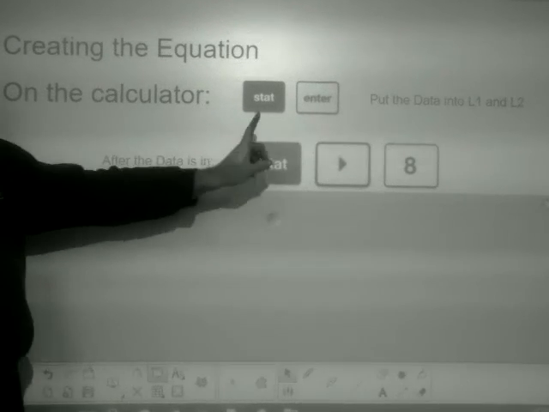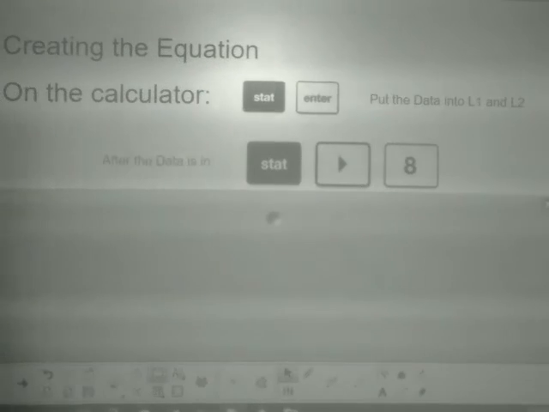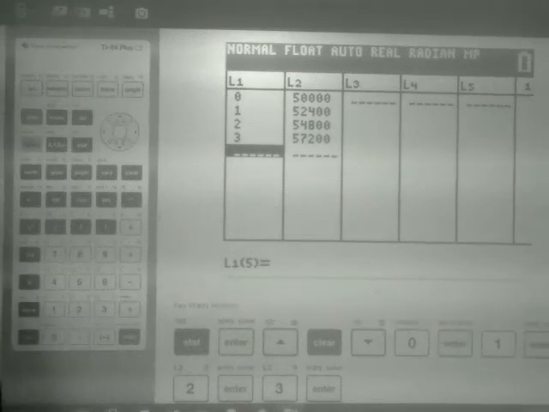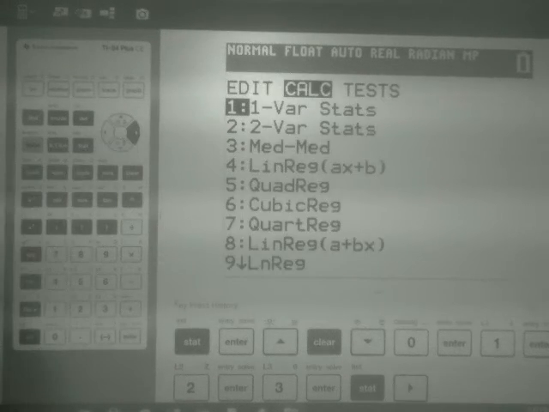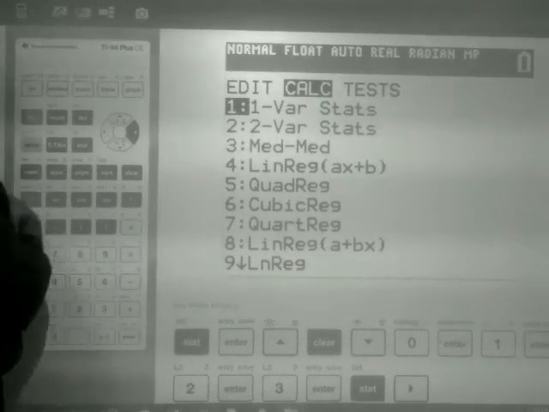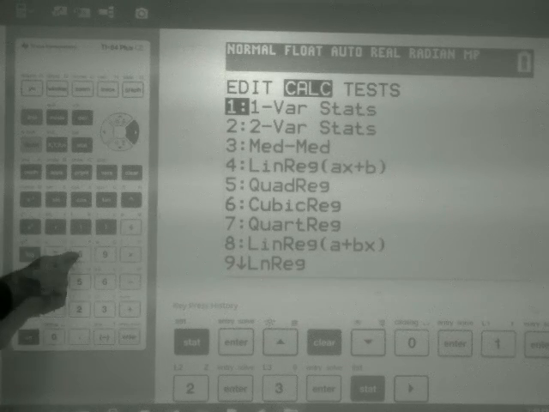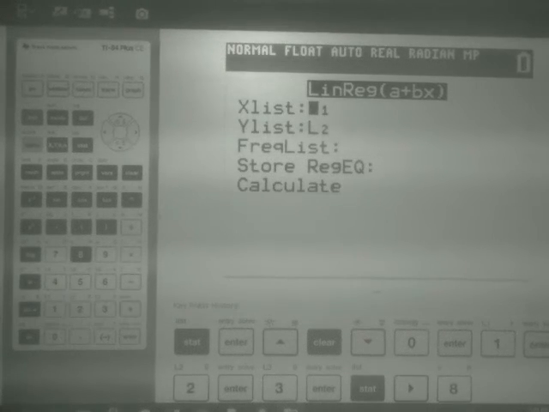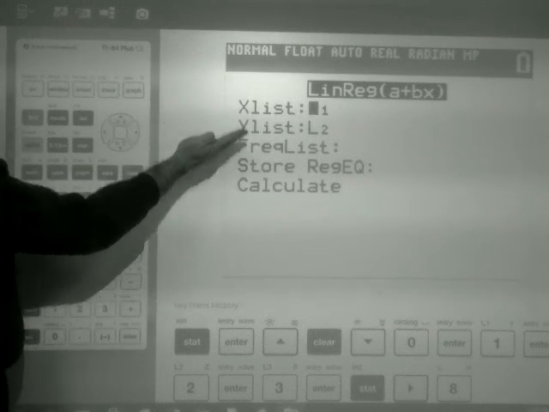Now, after the data is in, you're going to press stat, you're going to arrow over, and you're going to go to option number 8. It brings us to that same menu we had last time when we chose option 1, but now we're going to choose option 8, which is linear regression, a plus bx. It automatically puts the x list and the y list, what we want, in there.